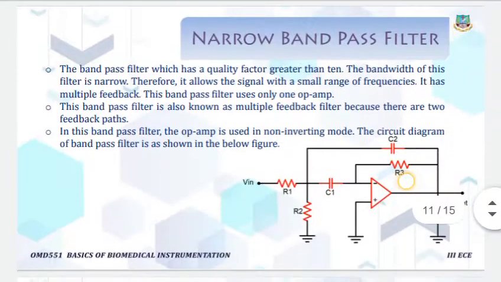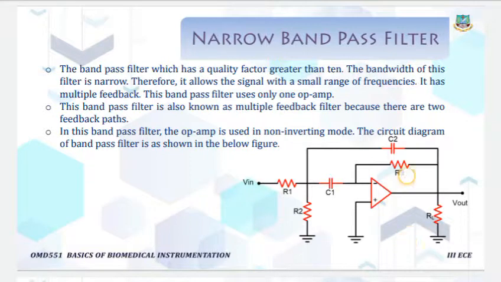Next one, narrow band pass filter. So in the wide band pass filter, we know the Q factor is less than 10. So here, if the Q factor is greater than 10, we are using this narrow band pass filter. So it allows the signal with a small range of frequencies. Okay, this figure shows the narrow bandpass filter.